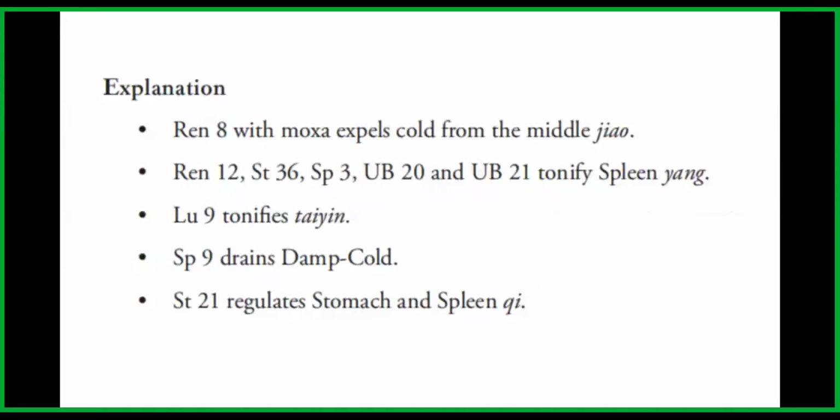Ren 8 with moxa expels cold from the middle jiao. Ren 12, Stomach 36, Spleen 3, UB20 and UB21 tonify spleen yang. Lung 9 tonifies Taiyin. Spleen 9 drains damp cold, and Stomach 21 regulates stomach and spleen qi.